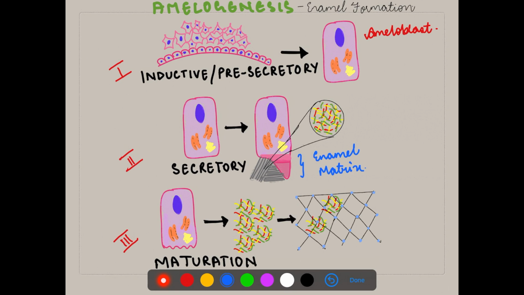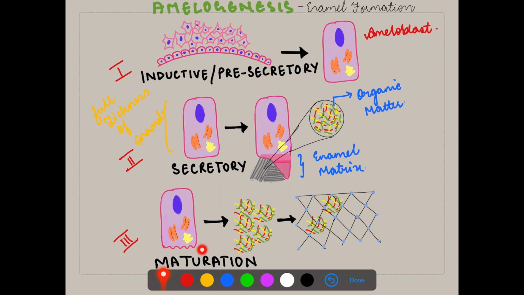Now, enamel matrix is constituted or is formed by organic matter or enamel protein. It is in this stage that full thickness of the enamel is established. Secretory stage is the stage which determines the thickness of the enamel. Okay, any defect or abnormality which affects this stage can result in improper thickness of enamel or defects in the thickness of the enamel. Okay, now this secretory stage is followed by the maturation stage.